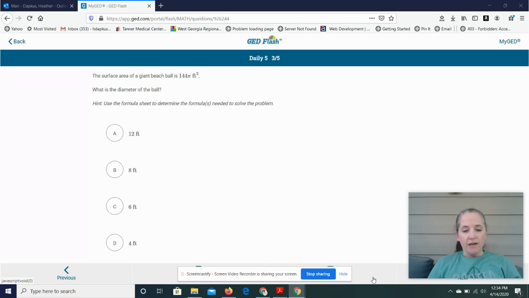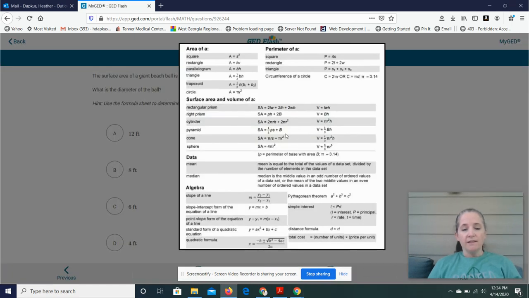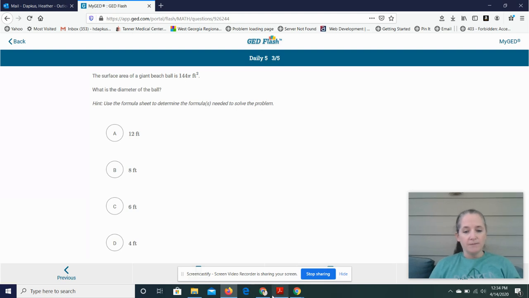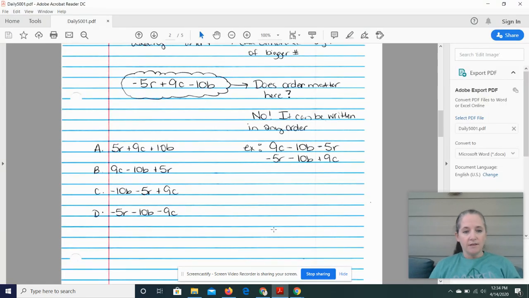So we already know that we're going to need the formula for that. So always go to the formula sheet. A beach ball, that would be a ball, a circle, so it's a sphere, okay? The surface area of a sphere is 4 pi r squared. So we are going to go back over here, and I have written it down.